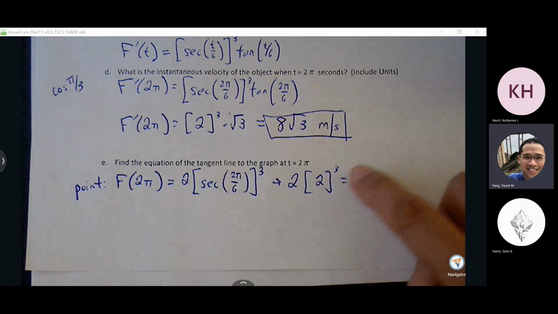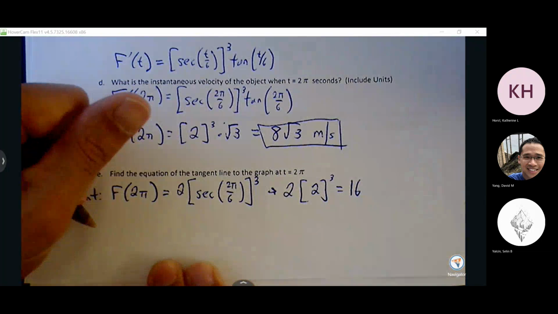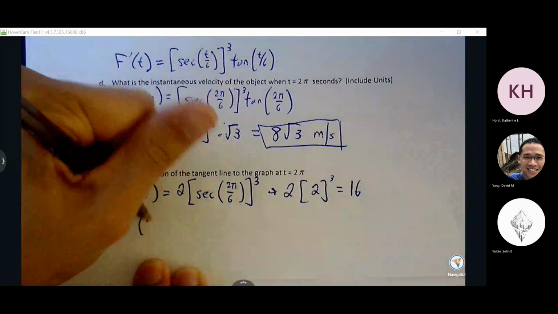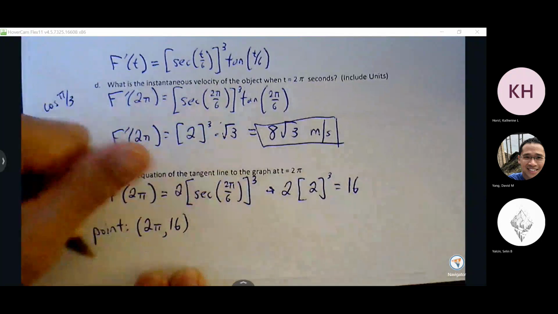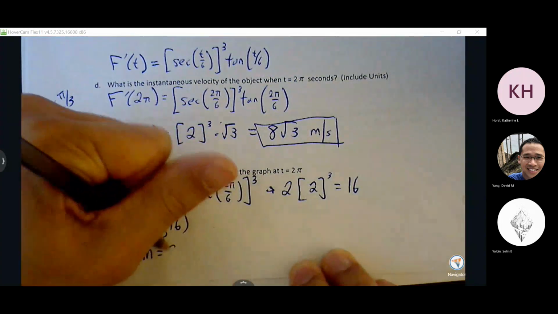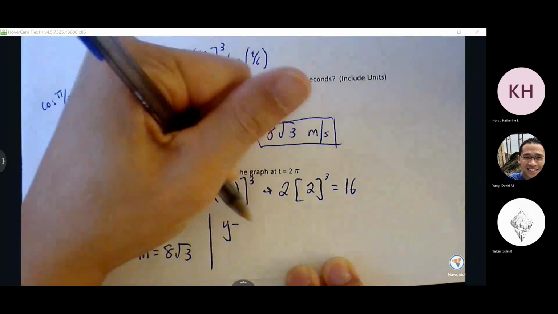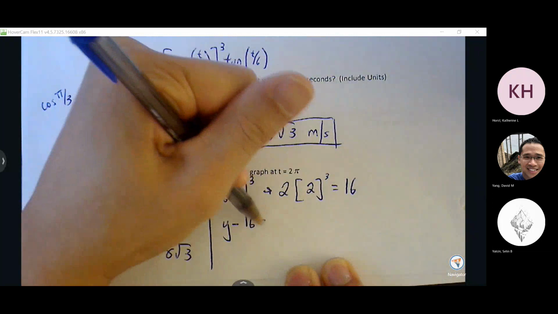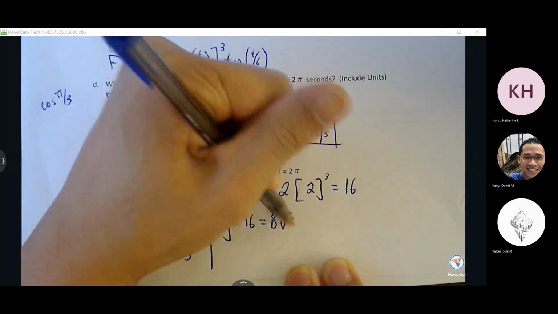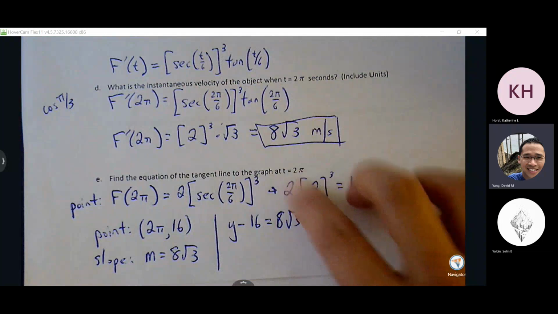Right, so I have my ordered pair and my slope. I can just pull that from part D. Okay, point slope form. I use t here just to match that t variable there.